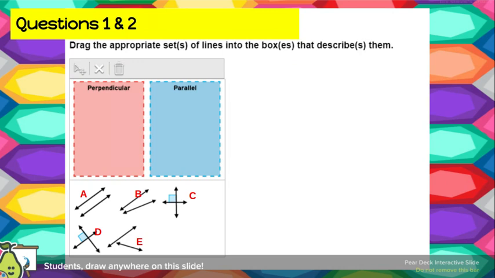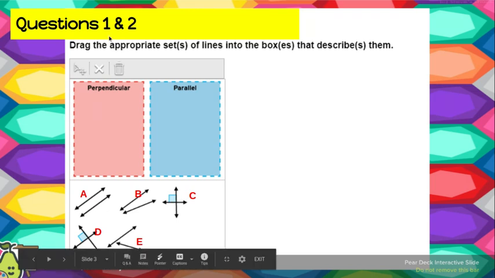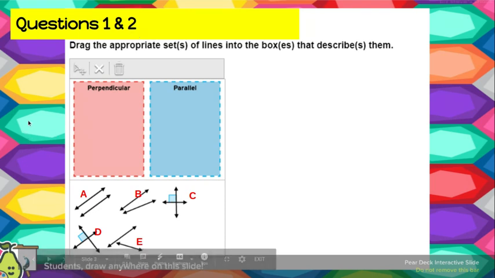But in the question, I will ask you to tell me which sets of lines are perpendicular. And you might say sets A and B. And then in the next question, I'm going to ask you to refer back to this slide and tell me what sets of lines are parallel. And you might say C, D, and E. So when I ask you to answer questions 1 and 2, you'll be referring back to this slide. So let's do that now.